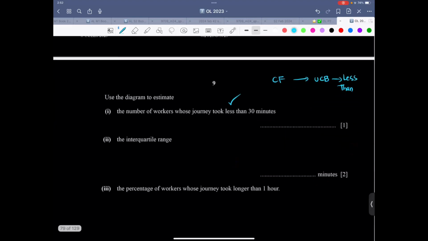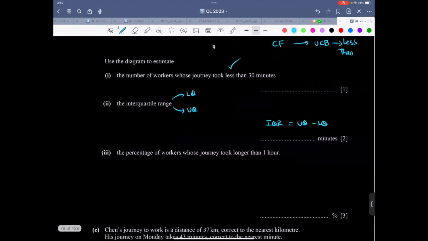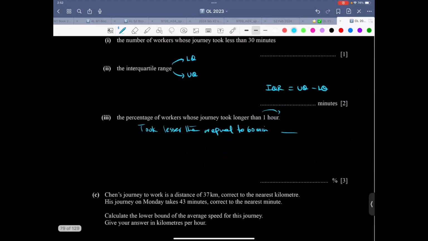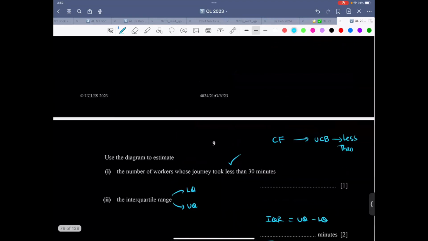And the interquartile range, that means I need the lower quartile, I need the upper quartile, and then the interquartile range is upper quartile minus lower quartile. So this is the working that needs to be done. And then the percentage of workers whose journey took longer than 1 hour. So we will first find those who took less than or equal to 1 hour, that is 60 minutes. We will get a value, subtract it from 160 and do the percentage thing. So let me first do these parts together.